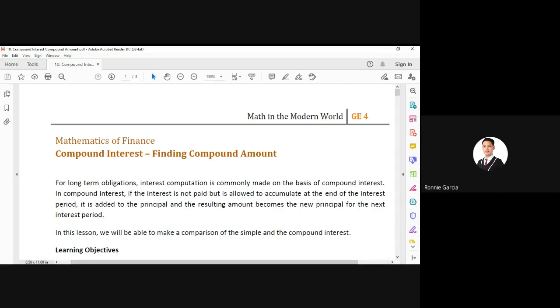So kindly read, Mr. Albarico, the introduction about compound interest. For long-term obligations, interest computations is commonly made on the basis of compound interest. In compound interest, if the interest is not paid but it's allowed to accumulate at the end of the interest period, it is added to the principal and the resulting amount becomes the new principal for the next interest period. In this lesson, we will be able to make a comparison of the simple and compound interest.